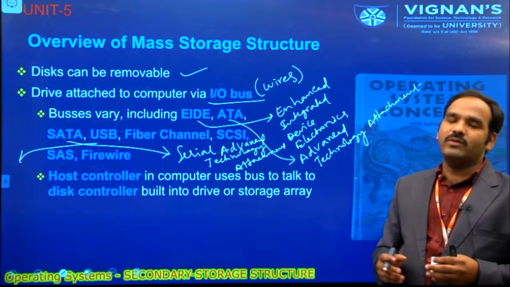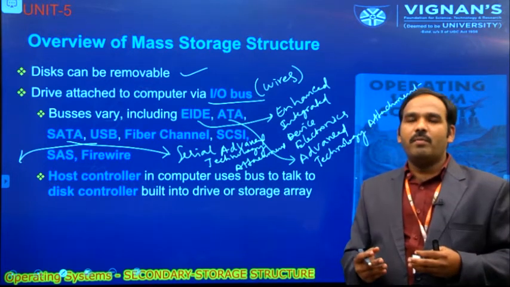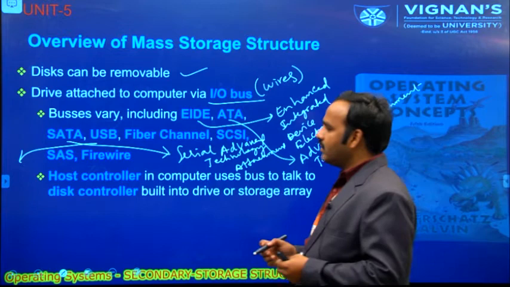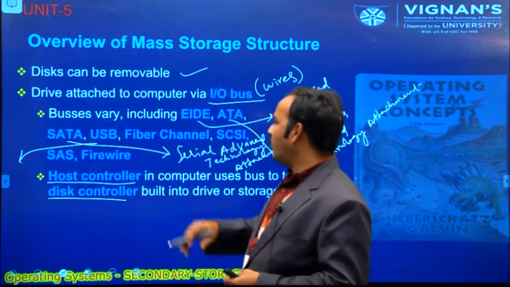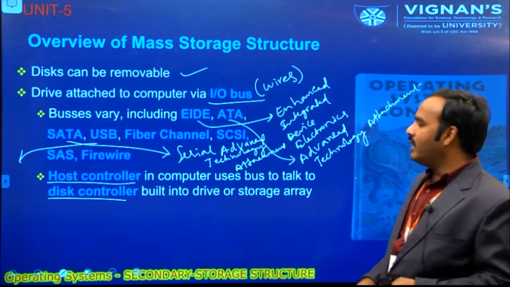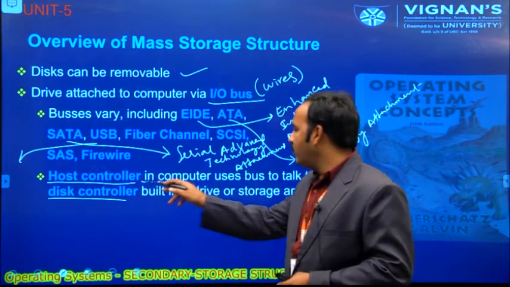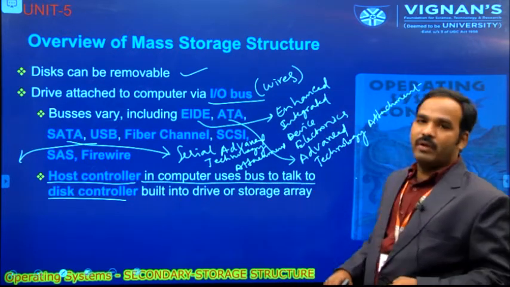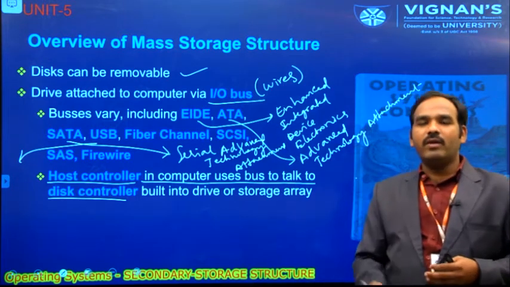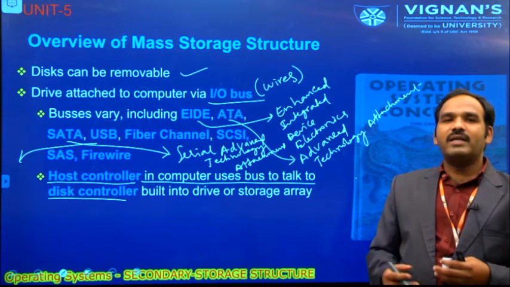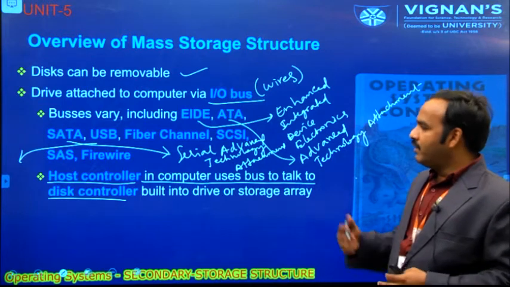While connecting these hard disks to the computer, we require some controllers, some processors. There are two kinds of processors: one is host controller, another one is disk controller. What is a host controller? The host controller is in the computer, and it uses the bus to talk to the disk. Means in the computer side, there is a controller, a processor, attached at the end of the bus of a disk.